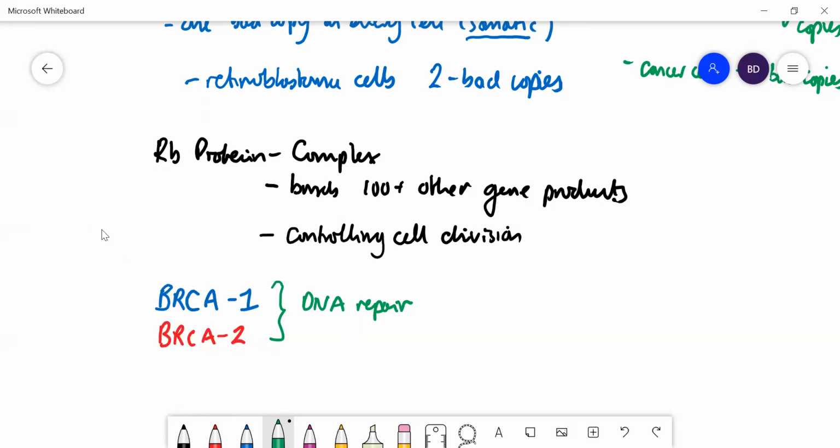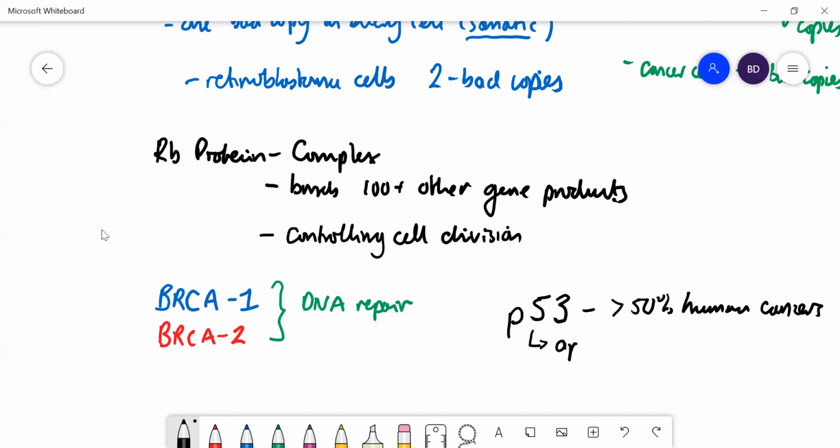Another one which you may have heard of is P53. That's named for its molecular weight, 53,000, and it's, I think, mutated in greater than 50% of human cancers. So if you look for that in the tumor cells themselves, it's mutated very, very frequently. P53 is involved in triggering apoptosis, which is programmed cell death.